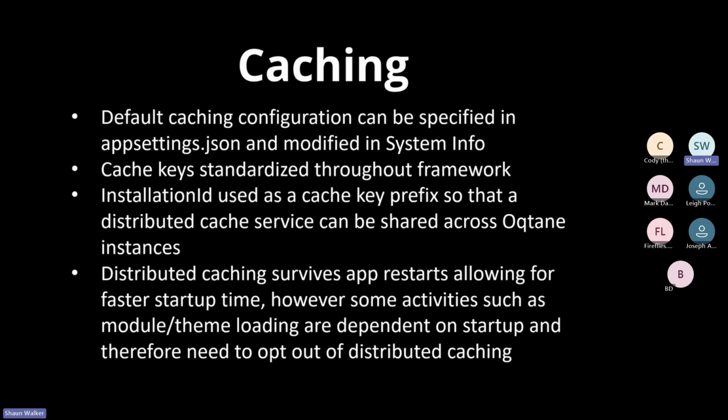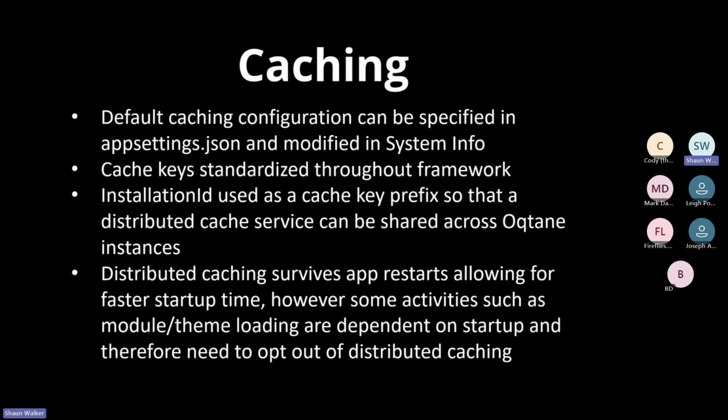And then the last thing about caching is that distributed caching survives application restarts. That's one of the big benefits of distributed caching: when the application restarts, there will be a version of the cached value stored in the cache service. So during startup, it can reach out to the cache service and very quickly retrieve the cached value, so it's a warm startup instead of a cold startup. However, the thing to be aware of, and I think this is probably not going to be an issue for most module developers, but it was an issue for the Oqtane framework itself, is that there are some activities that are actually dependent on startup.